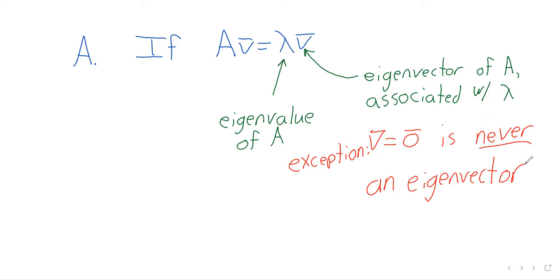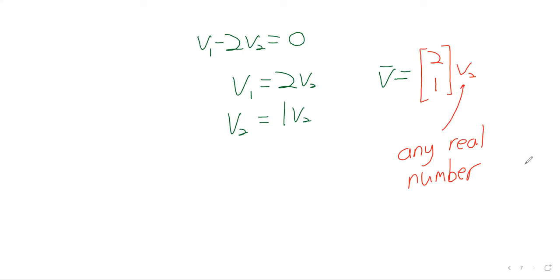Any matrix times the zero vector equals any real number times the zero vector. It doesn't matter what the real number is. So in order to avoid this situation where every number is an eigenvalue, we have to put this requirement on V. So almost any real number. If V2 were 0, then we would get 0 as an eigenvector, and that is not allowed.